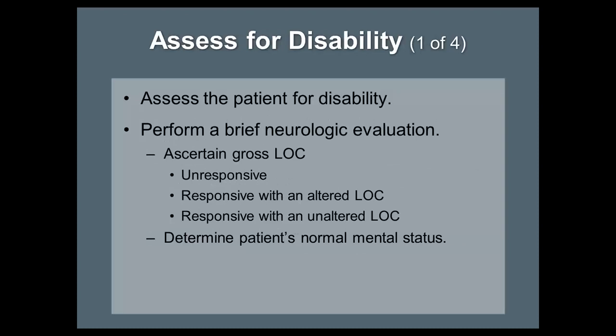What are we looking for then? You're going to do actually 2 or 3 steps in neurological evaluation, as you'll learn. But right now, we're simply trying to learn just an overall level of consciousness. Are they unresponsive? Do they respond with an altered LOC, or do they respond with an unaltered LOC? Are they confused, alert? Are they able to carry on a conversation or answer questions like that?